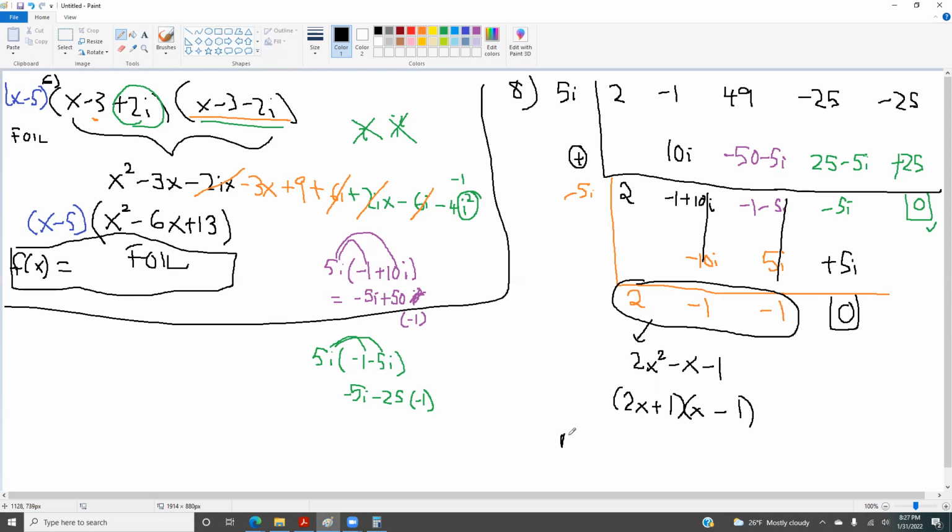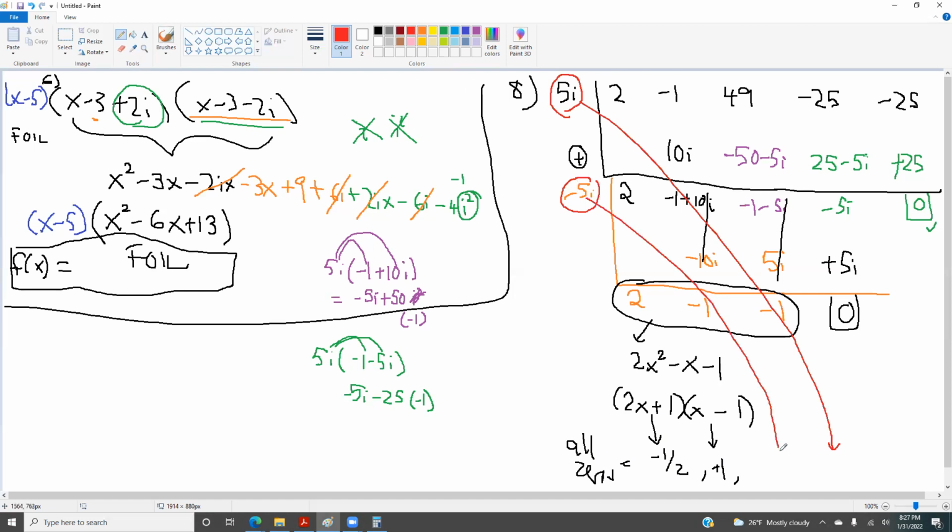So the question here is asking us for all zeros, not real zeros. So the all zeros in this case will give us this number, which is -1/2. This will give me +1. Okay. And don't forget your i's, or your 5i's, that you did synthetically. So these will also be your zeros in this case. So you will have 4 zeros. Both of them are real. These are the reals or rational. And the other 2 are imaginary, the 5i's.